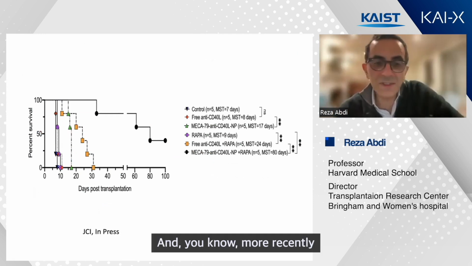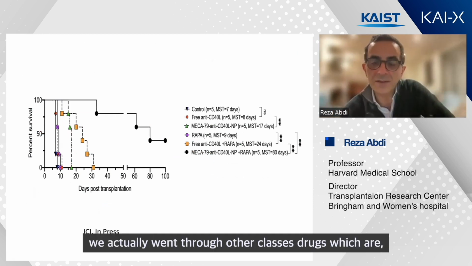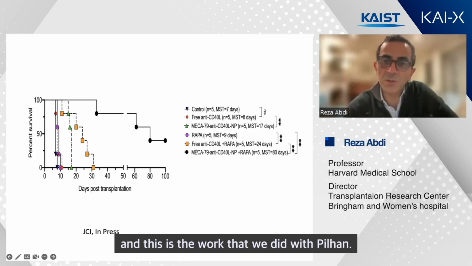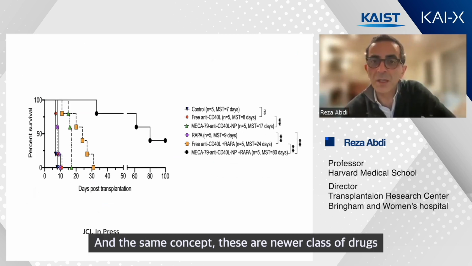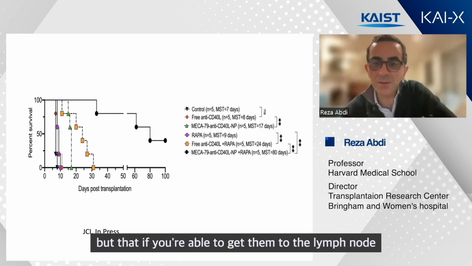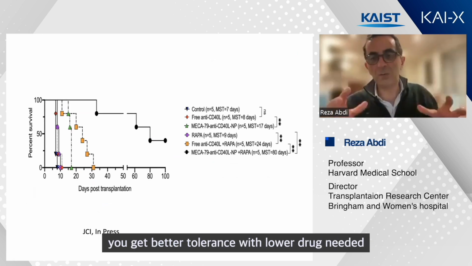And more recently, we actually went through other classes of drugs, which are called co-stimulatory blockades. And this is work that we did with Pilhan. The same concept: these are a newer class of immunosuppressive drug, but if you're able to get them to the lymph node, you get better tolerance with lower drug needed.